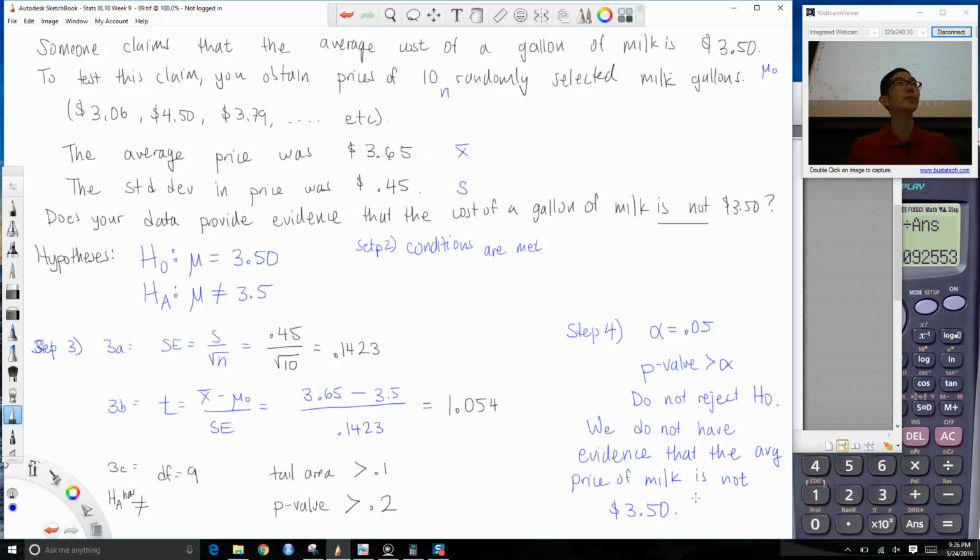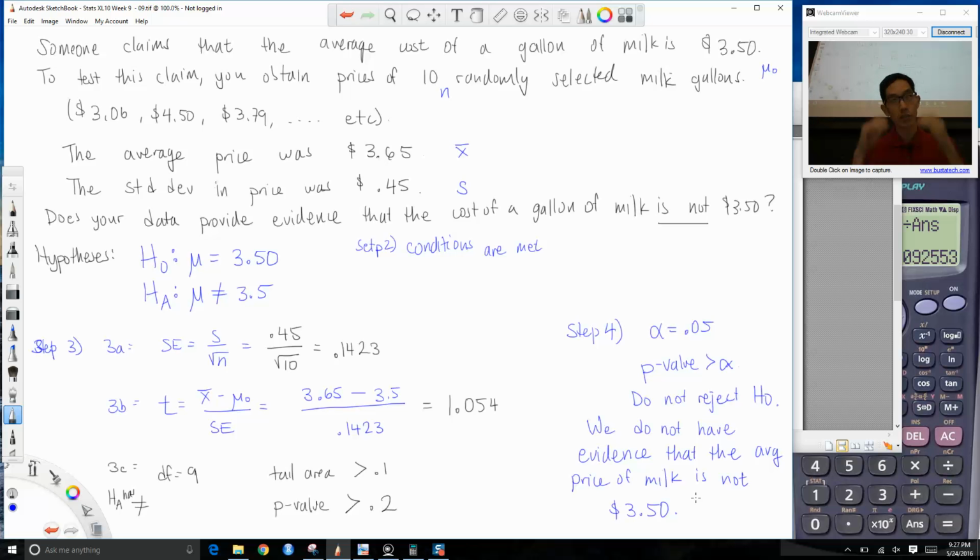The p-value is a probability, but what this is saying is that if the average cost of milk truly is $3.50, whenever I go out and take a random sample of milk prices, I've got over a 20% chance that the average is going to be $3.65 or something more extreme, okay? But we can't say there's a 5% probability or 20% probability of something happening, okay?